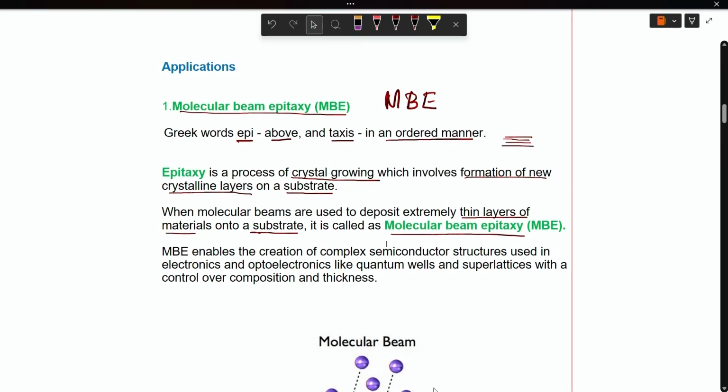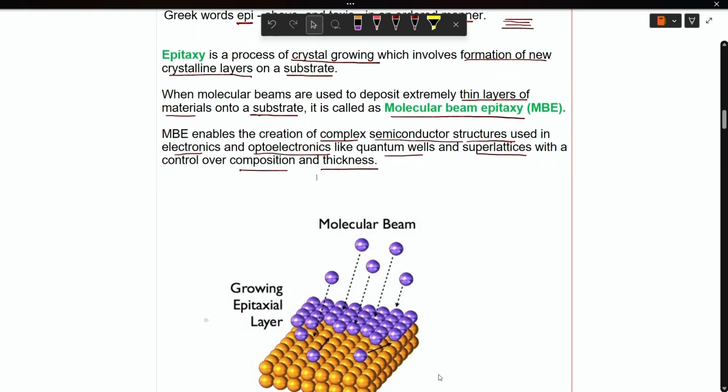Now, here molecular beam epitaxy enables us to create complex semiconductor structures used in electronics and optoelectronics, like quantum wells and superlattices, with control over composition and thickness. That is, we can control the composition and thickness of these semiconductor structures. And quantum wells, you know, it is at the molecular level.